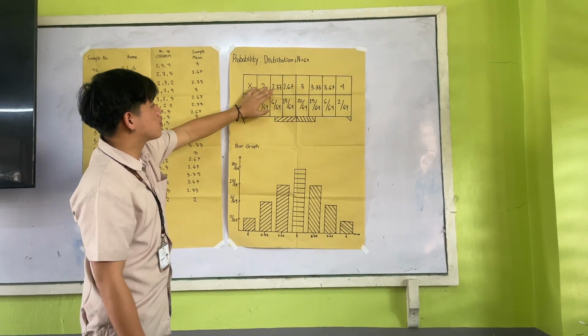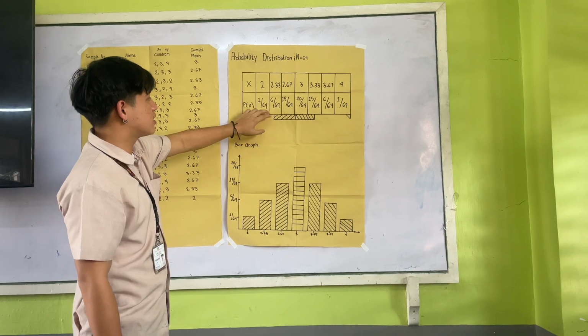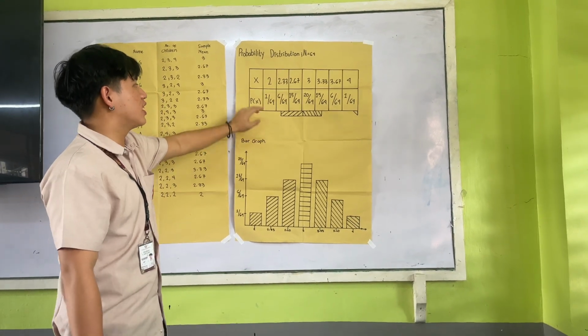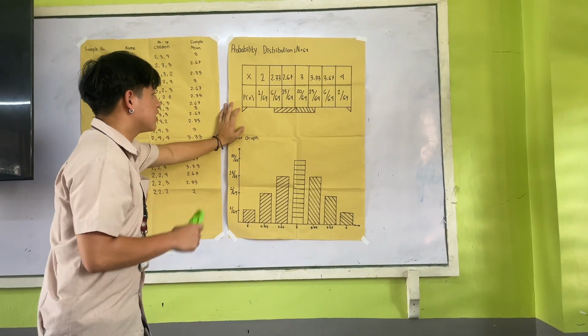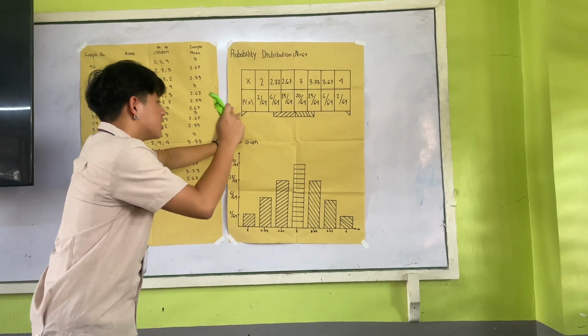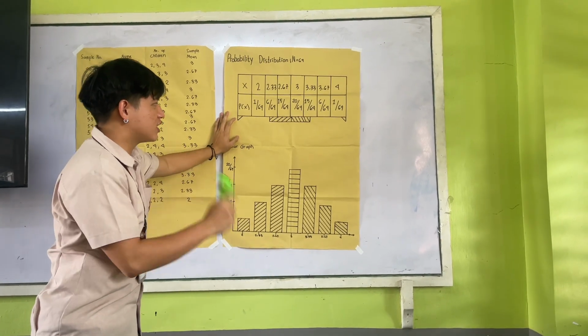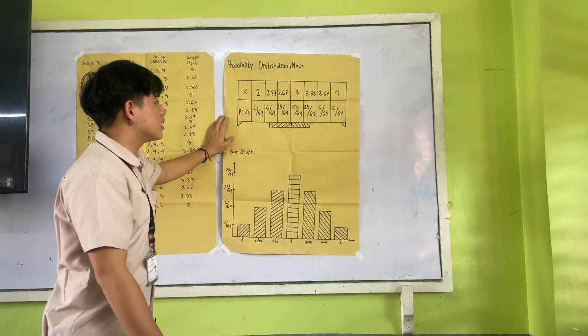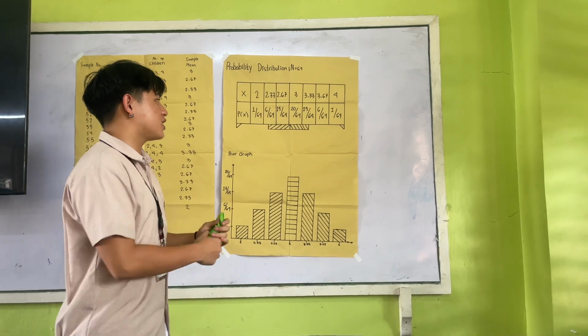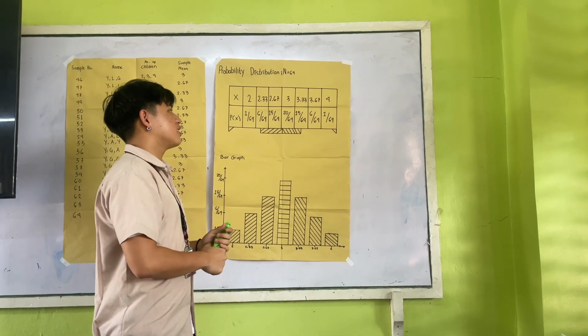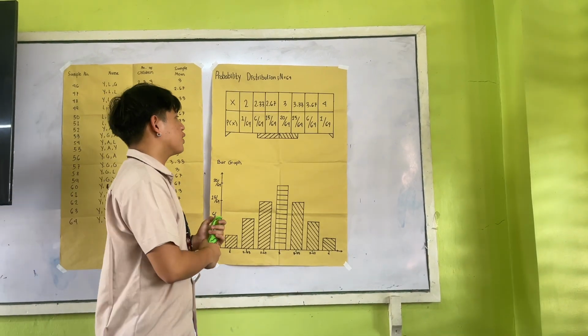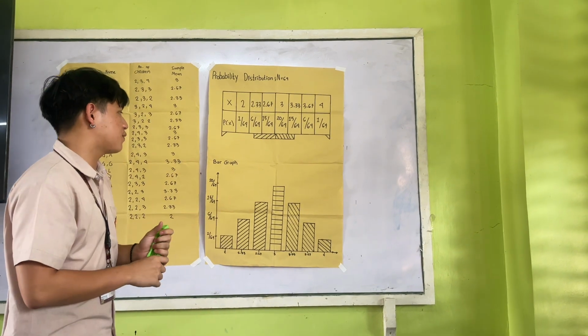The 2.33 comes 6 over 64. Then 2.67, 15 times over 64. 3, 20 times over 64. 3.33, 15 times over 64, 3.67, 6 times over 64, and 4, which is 1 over 64.